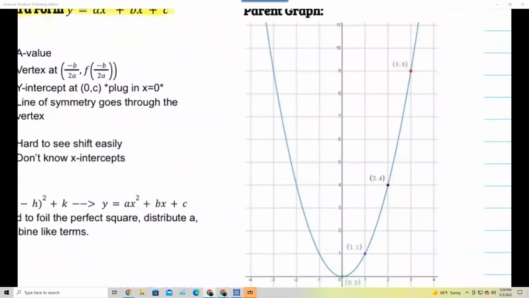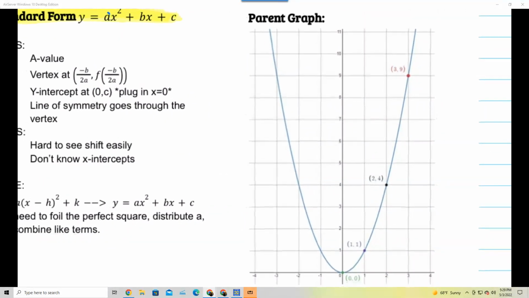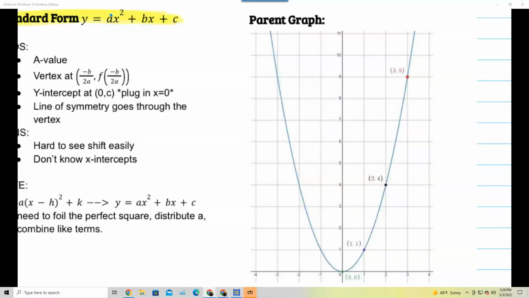The last thing we're going to talk about is our parent graph. Our parent graph is the most basic version of our graph. This is the graph of y equals x squared. If I'm going to plot the points for y equals x squared, you should know these points: 0, 0, 1, 1, 2, 4, 3, 9. Those are the points you need to have memorized. Those aren't magical points. The way you get them is you just square your x value.